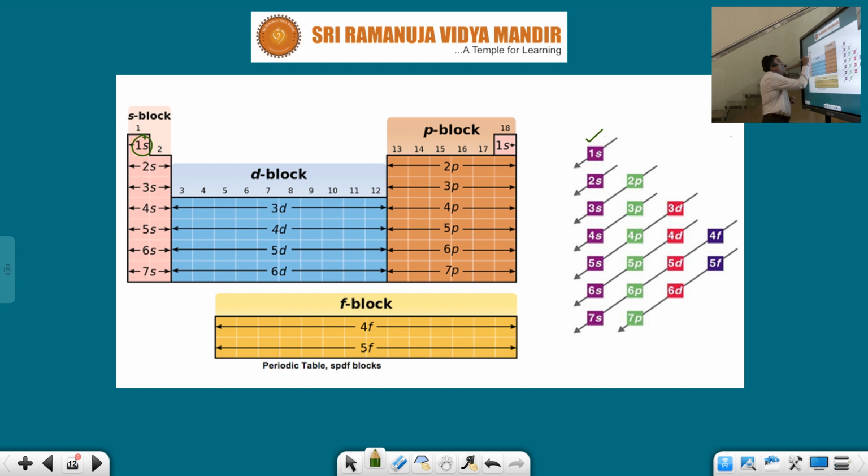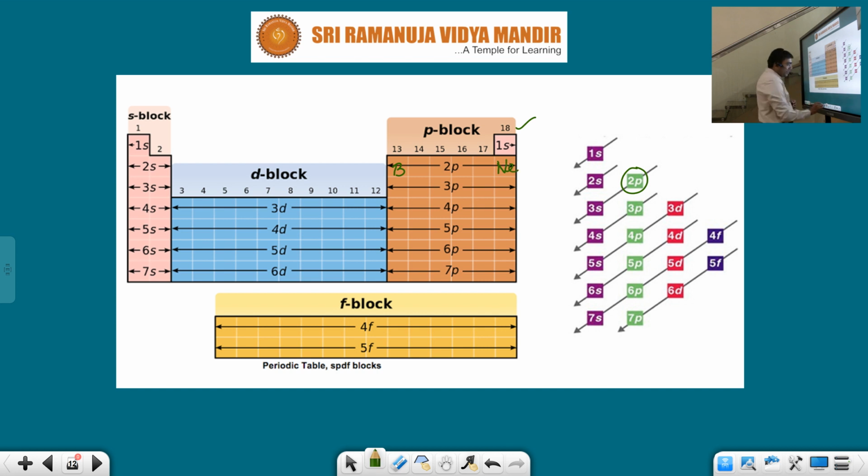So here you fill the 1s: hydrogen, helium. After 1s, what will be filled? 2s will be filled. What are the 2s elements? Lithium and beryllium. After lithium and beryllium, what will be filled? 2p will be filled. So what are the 2p elements? Boron to neon will be filled.